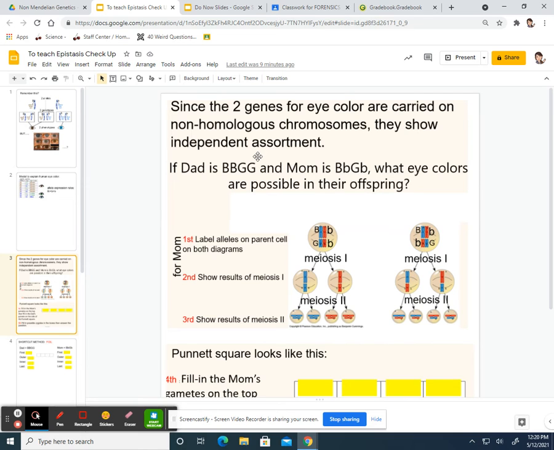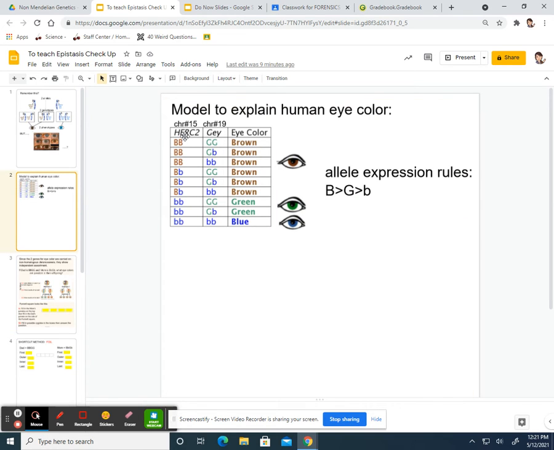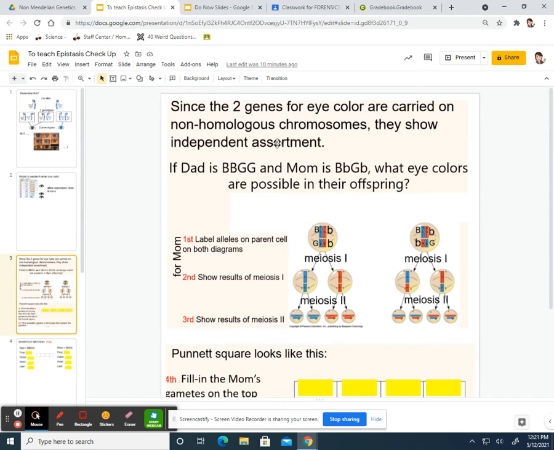Something we need to talk about is independent assortment. Since the two genes for eye color are carried on non-homologous chromosomes, remember I said gene 1 is on chromosome 15, gene 2 is on a completely different chromosome that has other kinds of genes on it, chromosome 19, they show what's called independent assortment during meiosis. Independent assortment, in addition to crossing over we had talked about, also contributes to genetic variation within a parent's gametes, which leads to why siblings can look so different from each other.